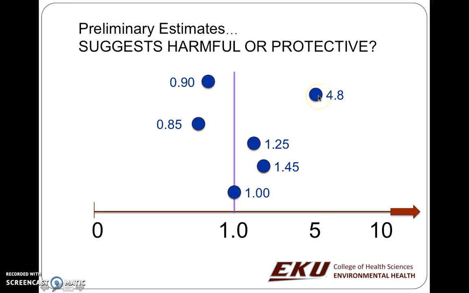So 4.8, that suggests harmful. 0.85 suggests that it would be protective. 1.25 and 1.45, they suggest harmful: more exposure, more of the disease, or more exposure, more of the outcome of interest. And then 1.0, that suggests no association, not harmful or protective.